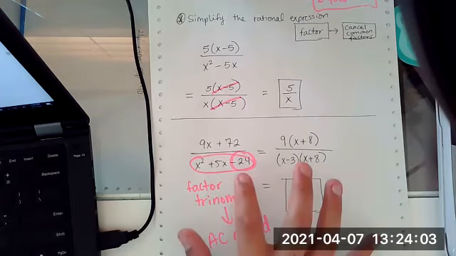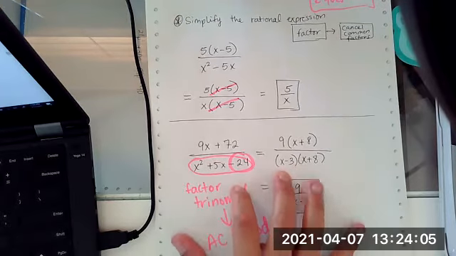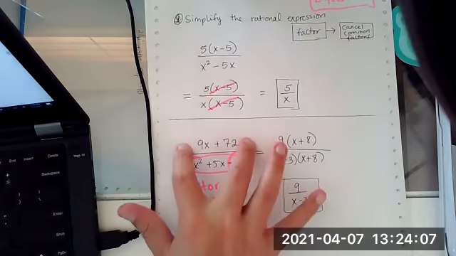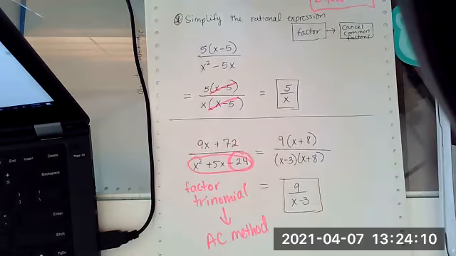Now I can tell you that for one of these questions that I'm putting on the test, I'm going to put a trinomial on the bottom and a trinomial on the top. So you'll have to do the AC method for both of those.